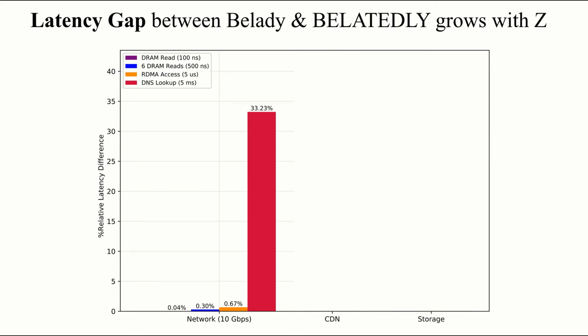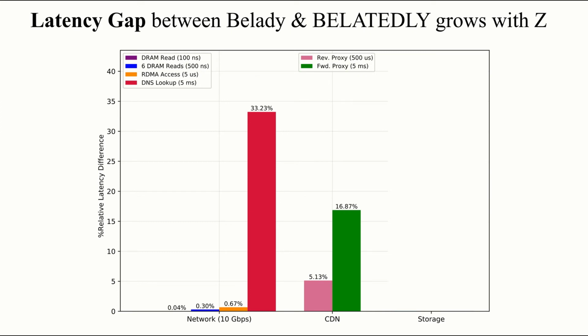In the 10 Gbps network setting, we find that for low latency operations, such as one or more DRAM reads or an RDMA access, the gap is quite small. However, as we move towards WAN latencies in the milliseconds, we see a significant gap, exceeding 30% in this case. While we'd have liked to perform this evaluation at 100 Gbps, unfortunately we're restricted by public availability of traces at that line rate.